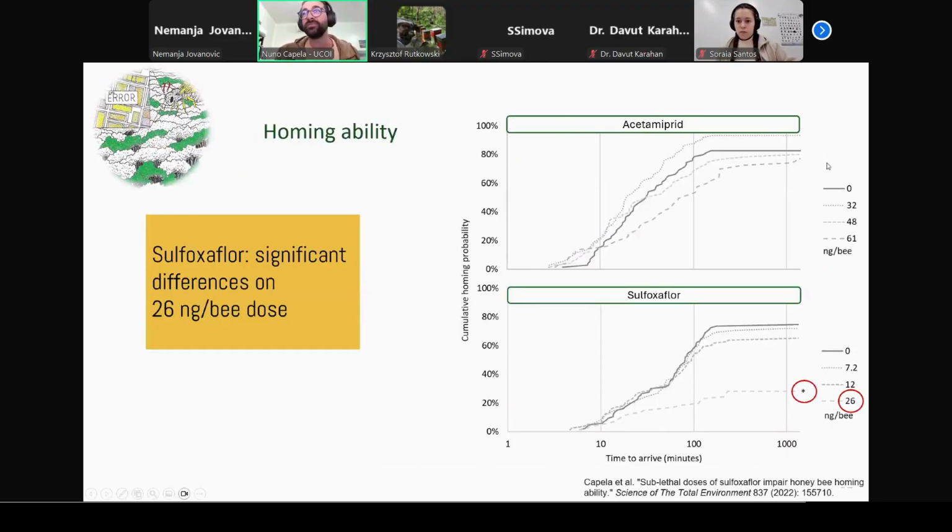And what we saw is that for acetamiprid, all of the bees reached the colony, and you see in here, this line is the control. And when we fed the bees with 32 nanograms of acetamiprid, they even managed to perform better than the control. This was not statistically different, it was like 0.07. But even like that, there is this tendency, and we believe that this is somehow a hormesis effect.